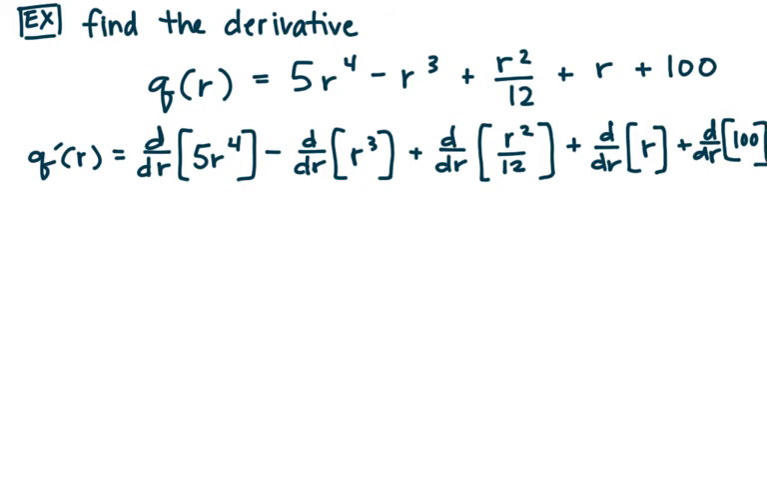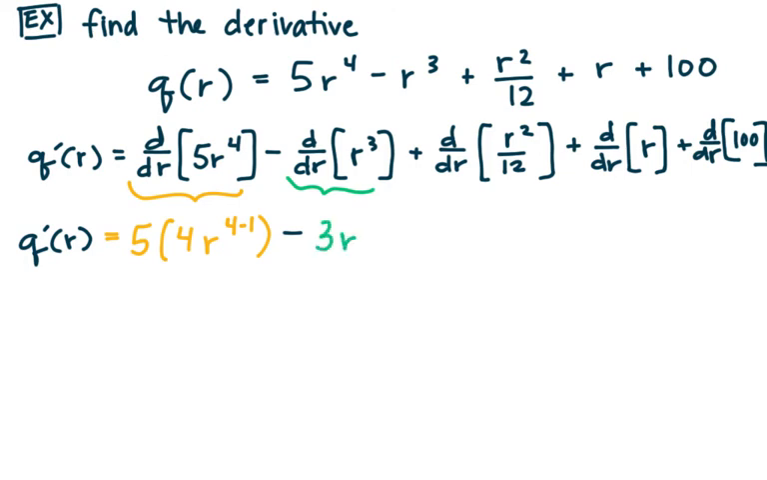All right, so let's consider each term individually. Q prime of r. This first term here, 5r to the 4th, the 5 is going to remain in the front, and then the 4 exponent comes down. That becomes 4r to the 4 minus 1. I then have a minus. My next term, r cubed, that 3 comes in front, so that's 3r to the 3 minus 1.